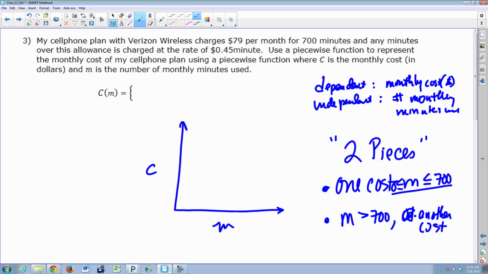I'm going to do the first part for you. All right. So I'm going to do my charge is $79, comma, if, what's the condition I place on that? If I talk for less than or equal to 700 minutes or more than or equal to 0 minutes. So if my number of minutes is in my range that the plan allows, 700 minutes, my cost is $79. What I'd like you all to do is to fill out the next part. What if you talk for more than 700 minutes? So if M is greater than 700, figure out what would go in that box.